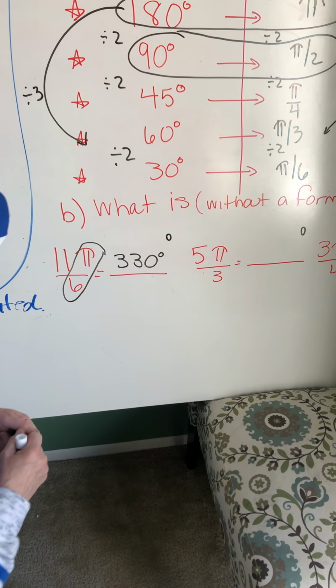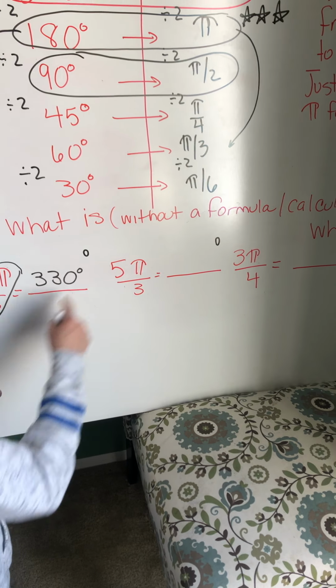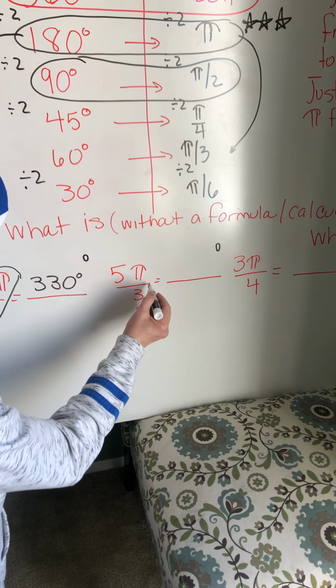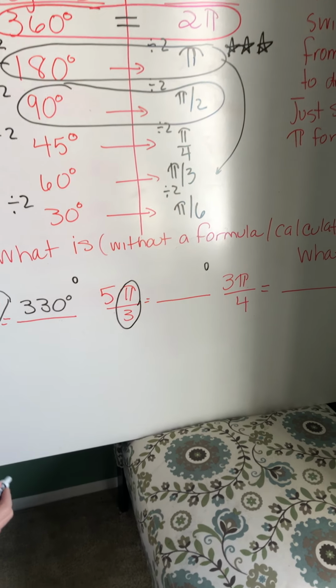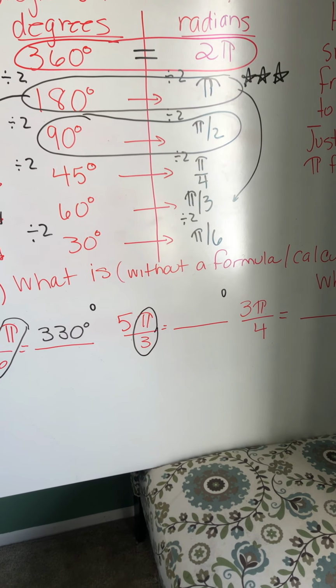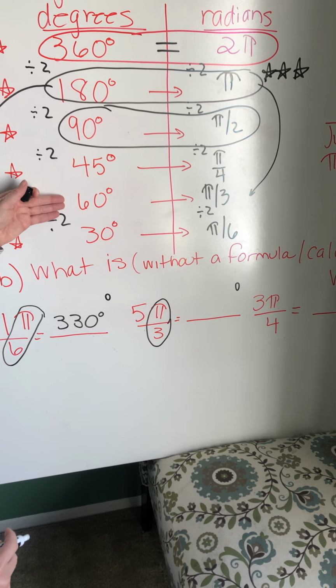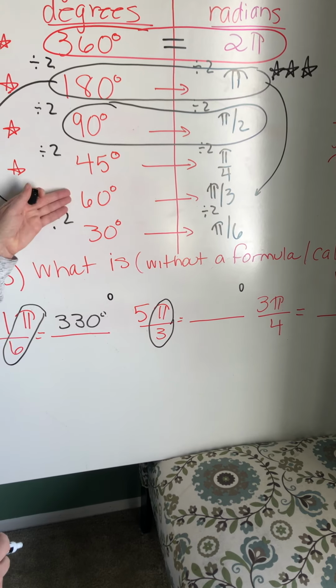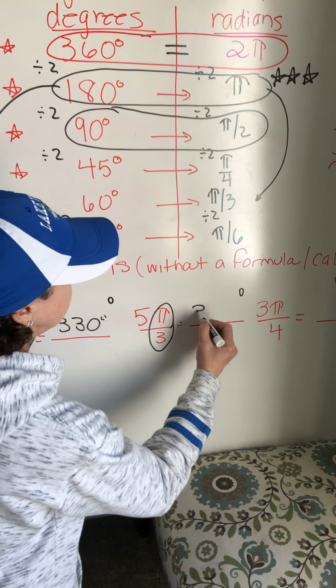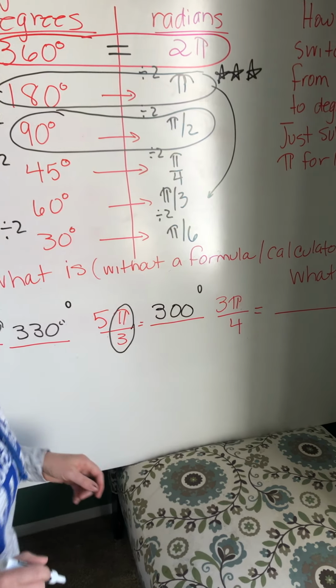5 pi over 3. What is this radian measure in degrees? Let's take a look at the part that we have. We have pi over 3. Pi over 3 is 60 degrees. We have 5 of them. 60 times 5 is 300 degrees. Look at how easy that was to convert.